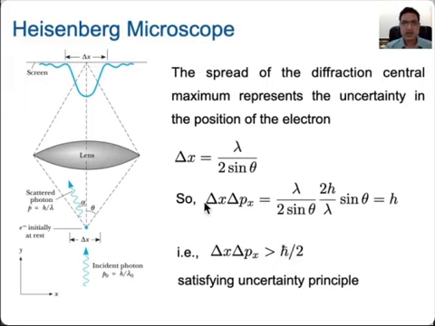So it means that Heisenberg has demonstrated, by coming up with this thought experiment, that by whatever way you try to measure the position and momentum of an electron simultaneously, it has to satisfy the uncertainty relation. It cannot violate the uncertainty relation.